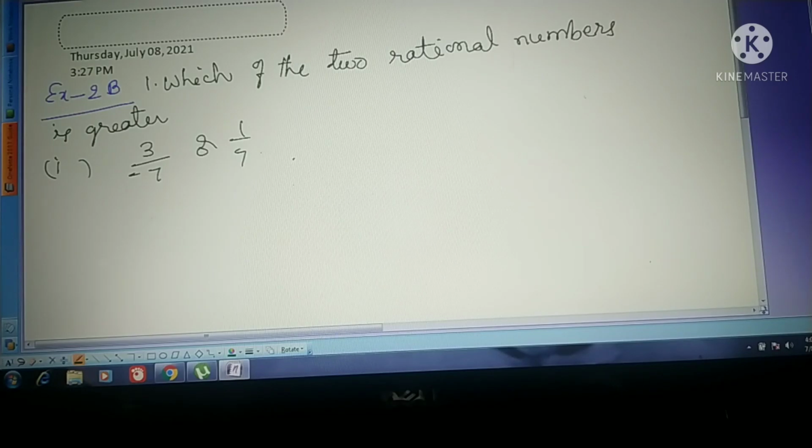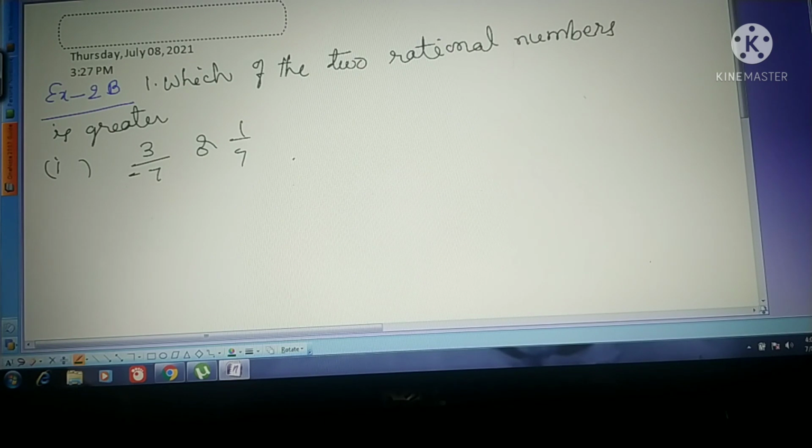Which of the following rational numbers is greater? Here they have given two rational numbers, 3 by minus 7 and 1 by 7. Which one is greater than the other? That we have to say here. Either 3 by minus 7 is greater or 1 by 7. Which one is greater? So that we have to decide.